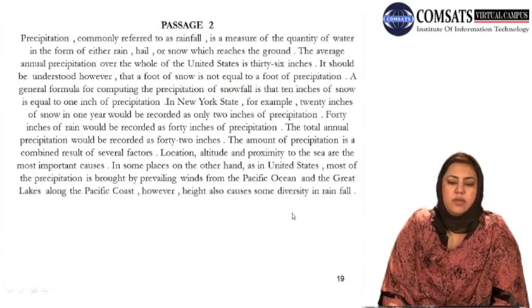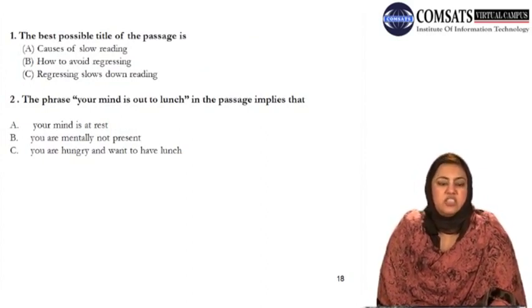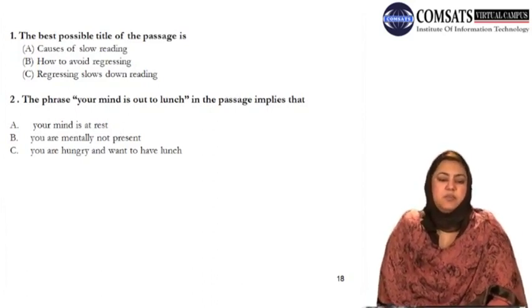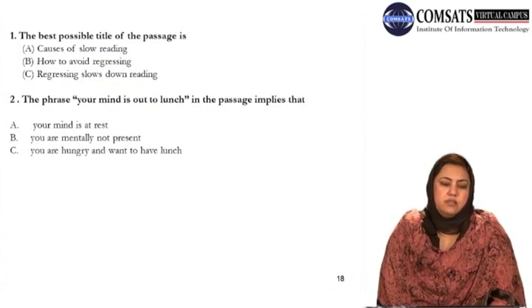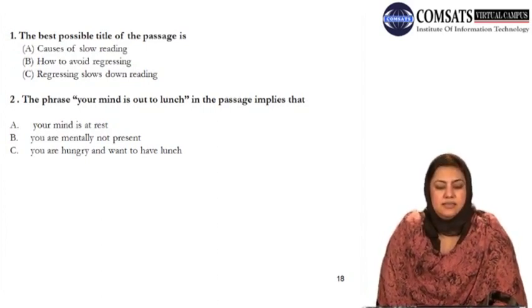Okay, before I move on to the next passage, I would share a possibility of how you can check yourself. Looking, for example, at question number 1, the best possible title of the passage is, we had 3 options. Number 1, causes of slow reading. Number 2, how to avoid regressing. And number 3, regressing slows down reading. Which of these sounds to you the most irrelevant one? To me, number B, how to avoid regressing.